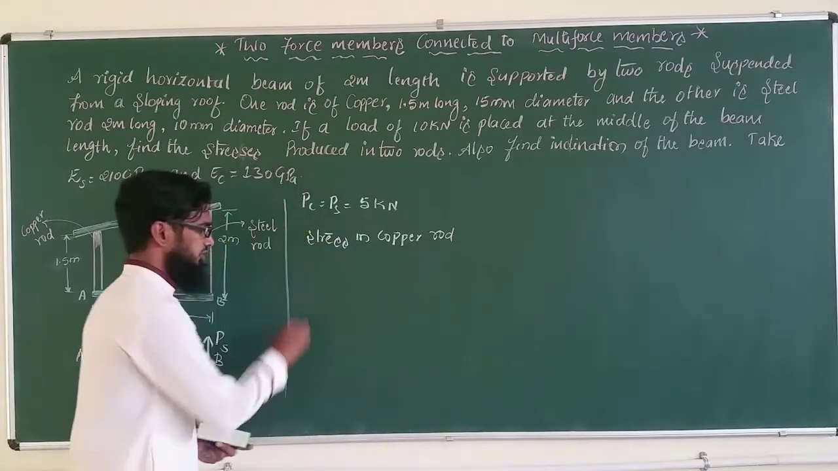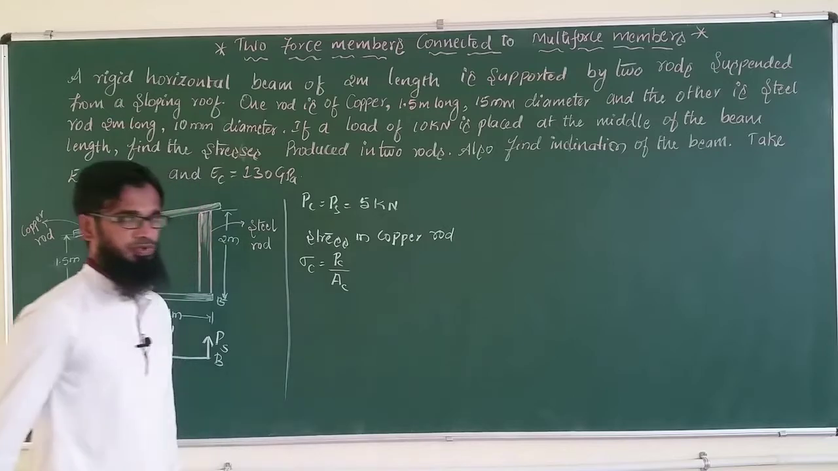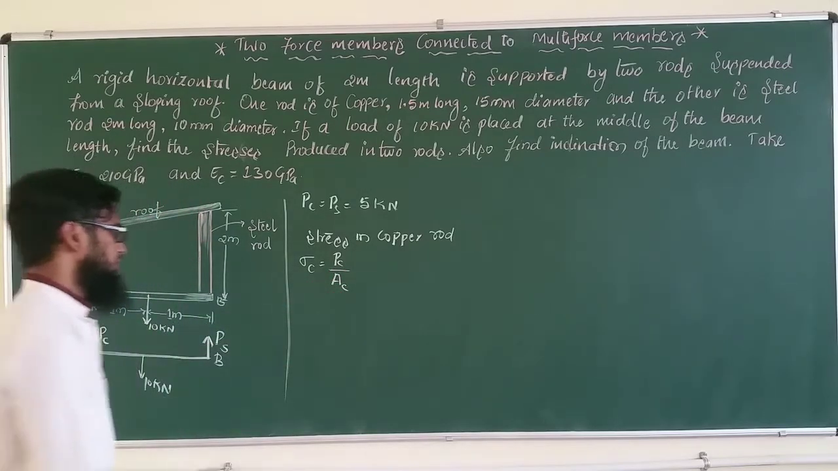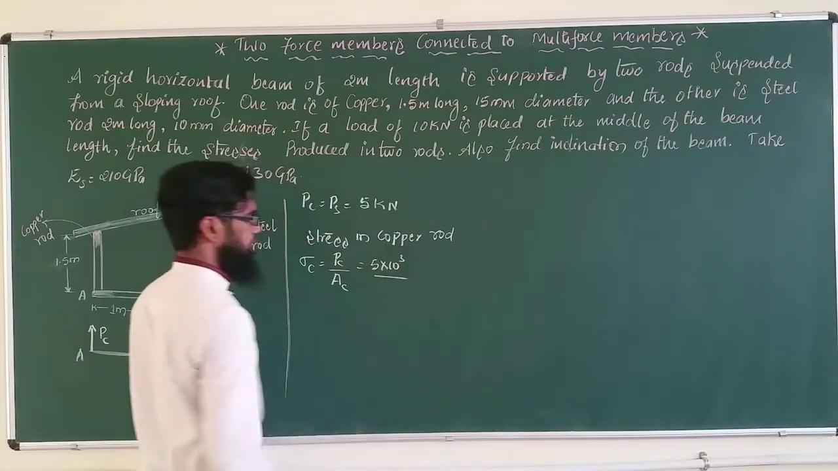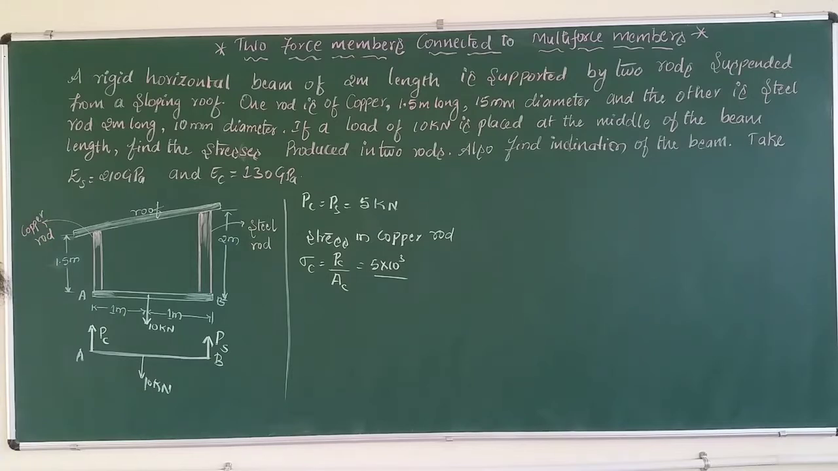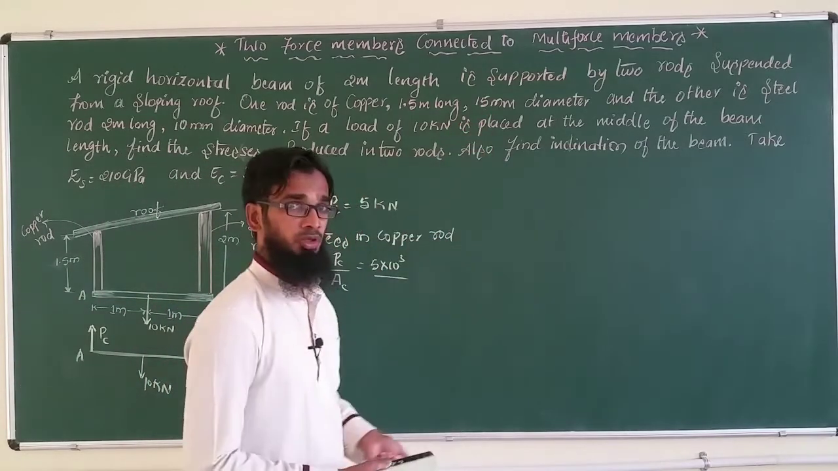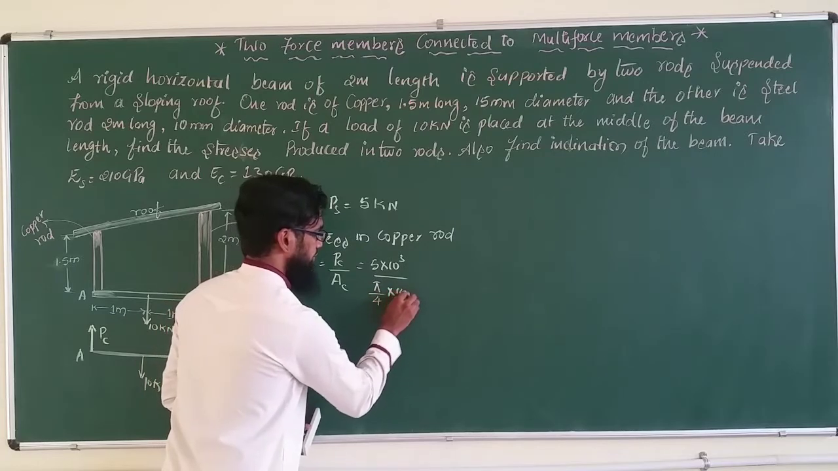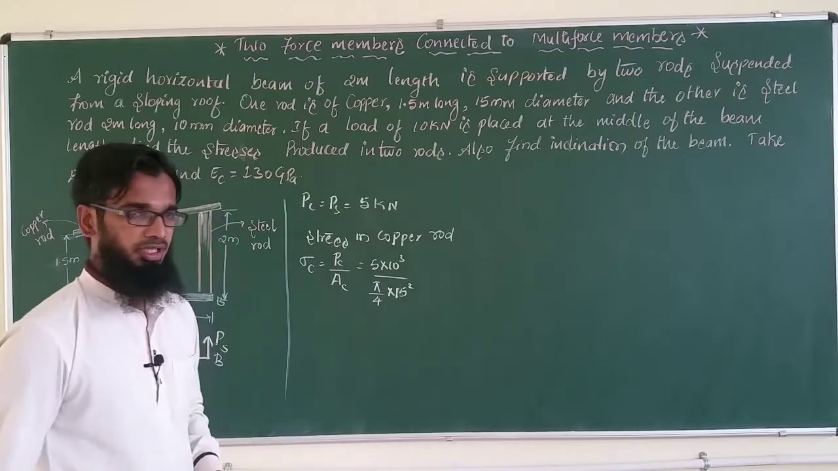The stress in the copper rod is the load by the area, that is the load in the copper by the area of the copper. So this is 5 into 10 power 3, in terms of Newton. So what will be the area of the copper? We know that the diameter of the copper is 15 mm, so I can write this as pi by 4 into 15 square. So this is the area A, that is pi d square by 4.